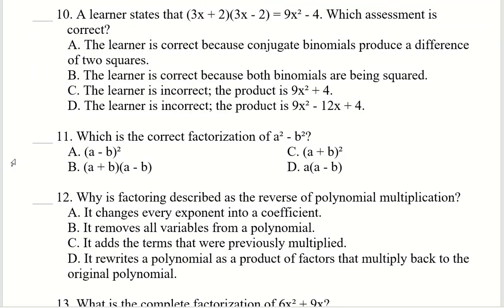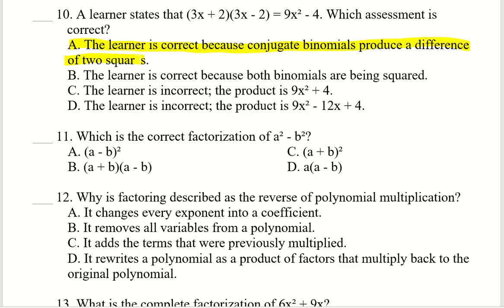Number 10. A learner states that 3x plus 2 and 3x minus 2 is equal to 9x squared minus 4. Which assessment is correct? Ayan, so this is sum and difference of two squares. So we'll have here our binomial. So we got 3x squared and then 2 squared. Okay, so the learner is correct. Letter A. The learner is correct because conjugate binomials produce a difference of 2 squares.